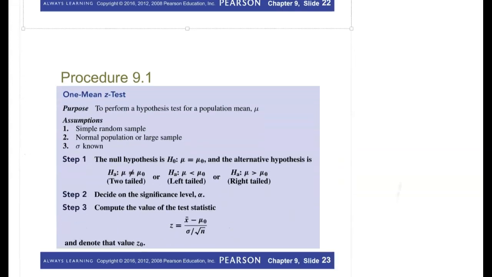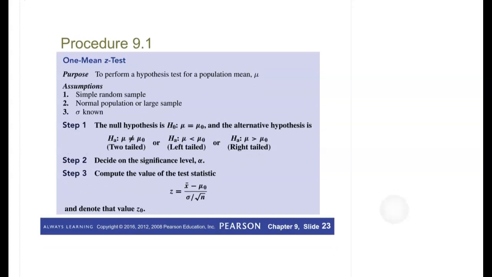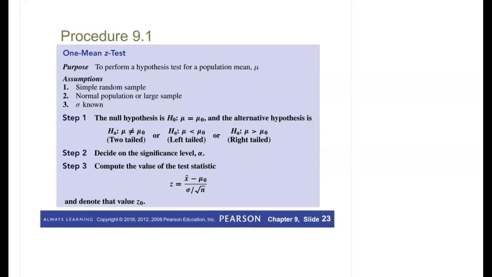So let's start with the one mean z-test. Just like with the confidence interval, if we can assume we have a simple random sample, a normal population or a large sample, and we know the population standard deviation, that's what our sigma is, we can move forward with a one mean z-test. So let's take a look at our steps within the context of doing them in a one mean z-test.